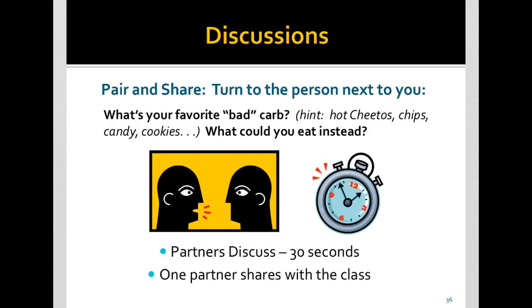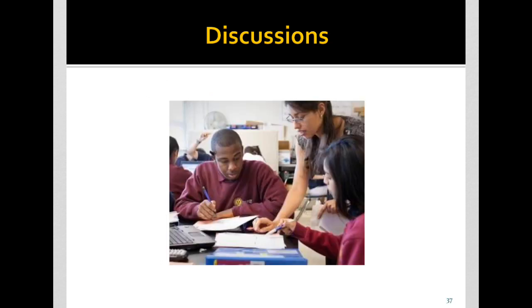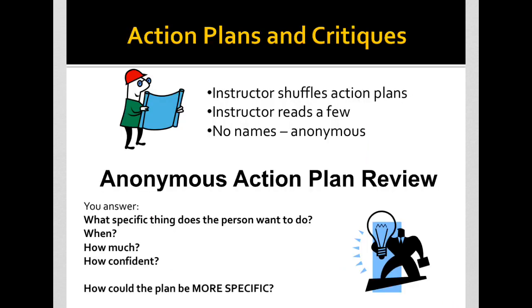The discussions often take the form of the pair and share, in which students find a partner, discuss a question for 30 seconds, and then one partner stands to share what they discussed. During the 30 seconds, please encourage distracted students to participate by walking around and listening to the discussions. Action planning is central to the youth coaching program. One helpful tool for increasing engagement is to review and critique student action plans as detailed in the instructor's guide.